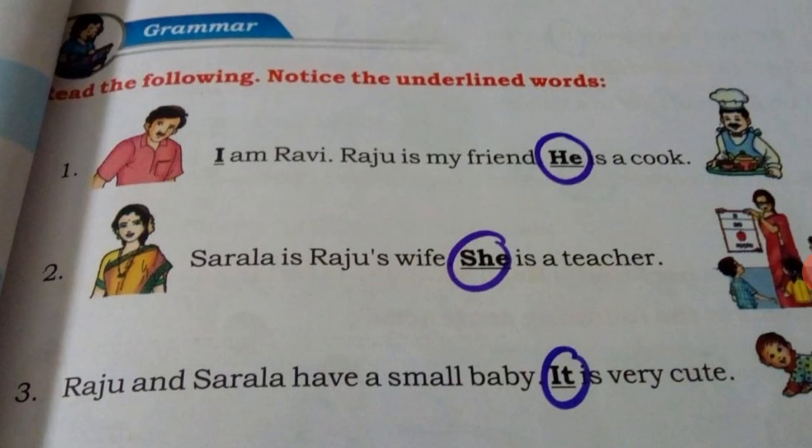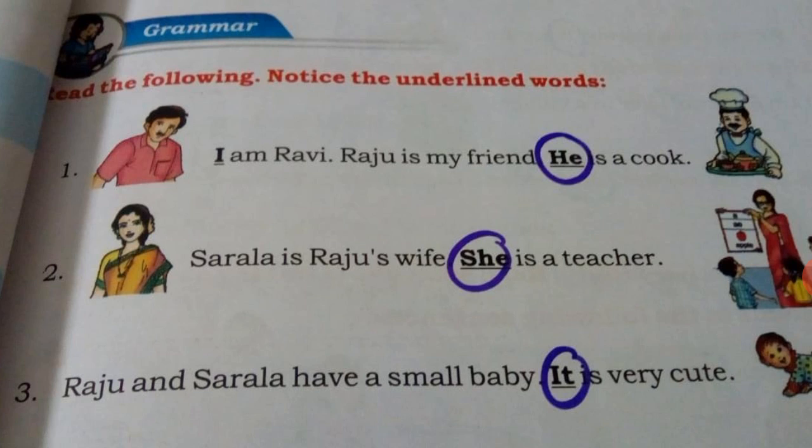Raju. The other person is Raju. You can see the food items in a plate. He is carrying the food plate in his hands. He is a cook. His job is cooking. So Raju is a cook. So what Ravi is telling, I am Ravi, Raju is my friend, he is a cook, and they underline the word he. So he refers to whom here, Ravi or Raju? Yes, here he refers to Raju.